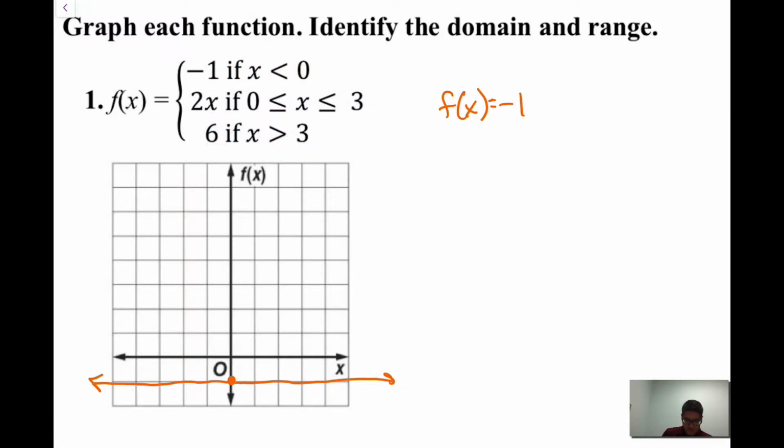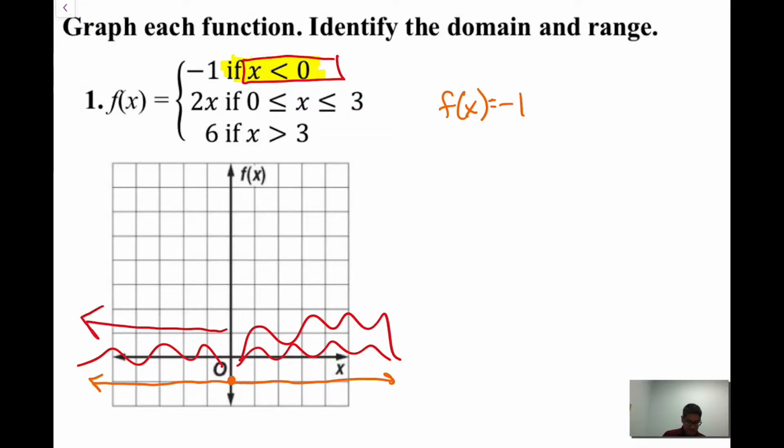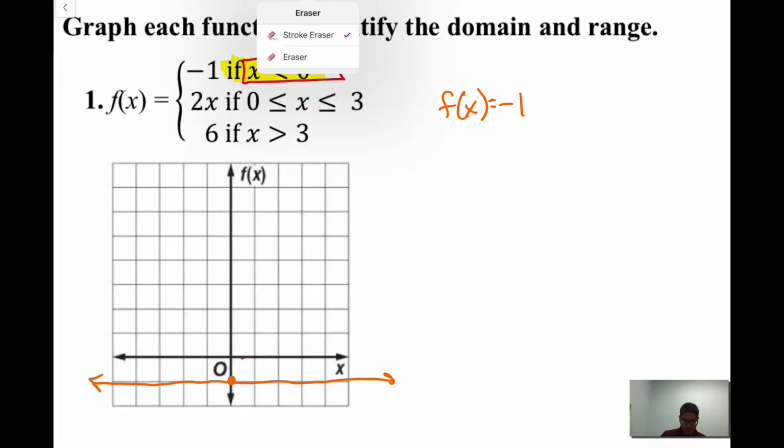The thing I want to pay attention to next is my conditions, my parameters. So f of x equals -1 if x is less than 0. As I look at my x-axis, or my graph here, I can break it up into two parts: the part where the x's are greater than 0, and the part where the x's are less than 0. Here it says my function is true for all x's less than 0, which means I can essentially ignore this part because I'm only looking at the part that is less than 0 on the left side. So I can actually erase this part of my graph.